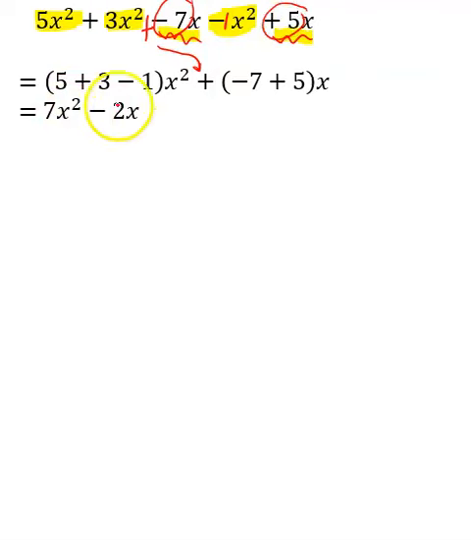And when we get here, we cannot go any further because x squared does not match x. They're not like terms. It's just like x squared represents something, maybe apples, but x represents oranges. So we cannot subtract 2 oranges from 7 apples. When we don't have matching variables, they are not like terms, and we cannot add or subtract them.